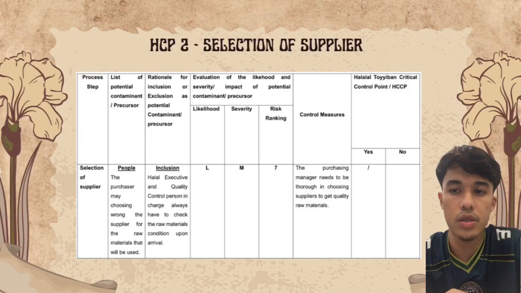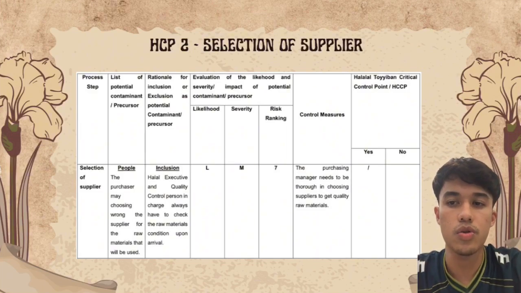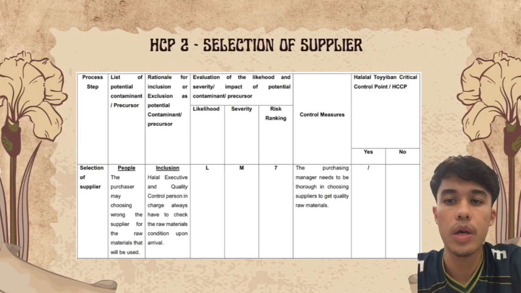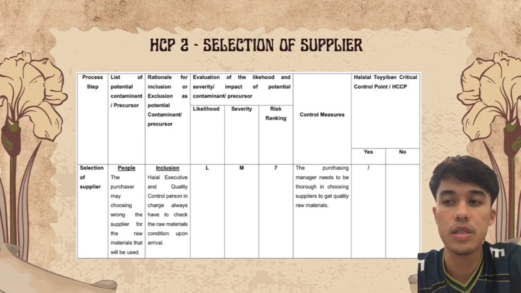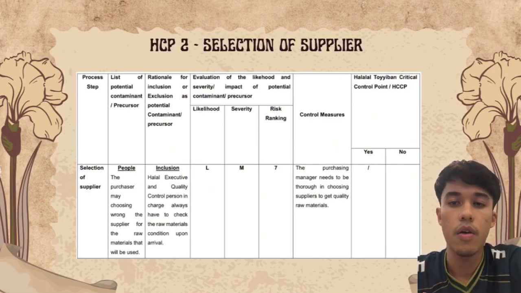For the inclusion, the halal executive and the quality control person in charge always have to check the raw materials' condition upon arrival. For the likelihood, we have stated likely, severity moderate, and risk ranking as number 7. For the control measures, we have established that the purchasing manager needs to be thorough in choosing suppliers to get quality raw materials. For the HCCP, we have stated yes.